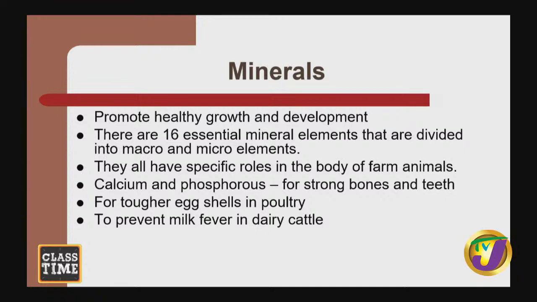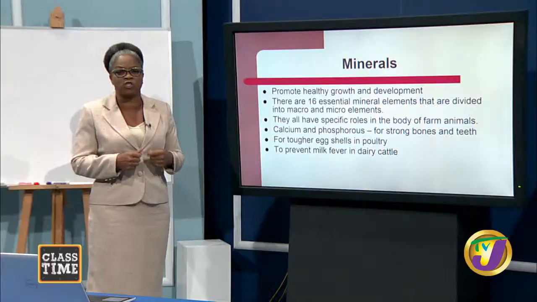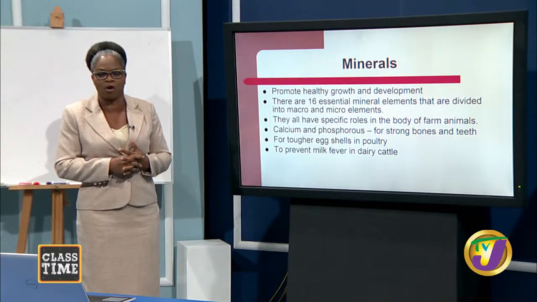And when we talk about the minerals, there are 16 essential mineral elements, students, and they are divided into what we call macro and micro elements. Macro means that the animals are going to need these minerals in large quantities, and micro elements mean that they're going to need these in what we call small or trace quantities. Some examples of macro elements are nitrogen, calcium, phosphorus, and potassium. And examples of microelements are zinc, boron, and copper.